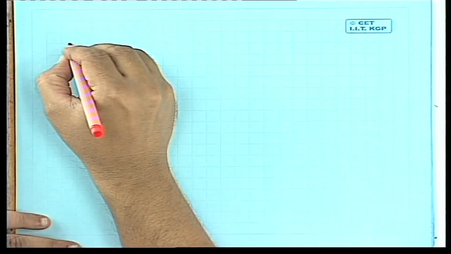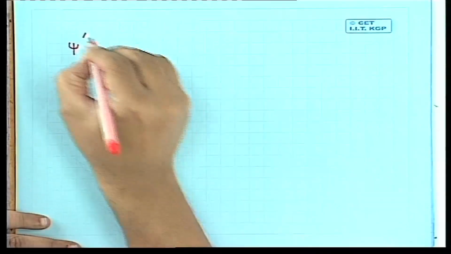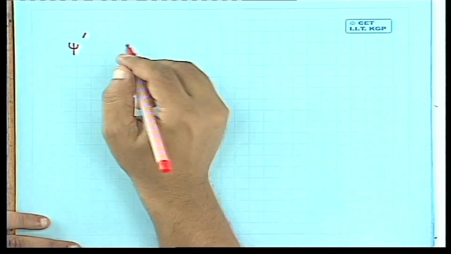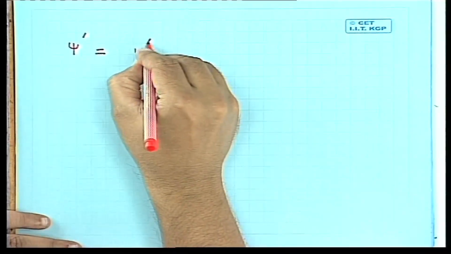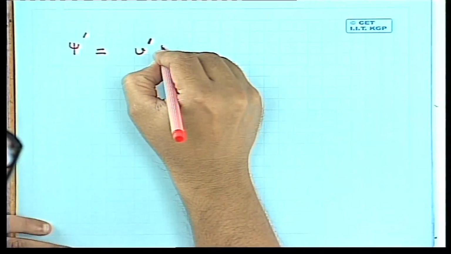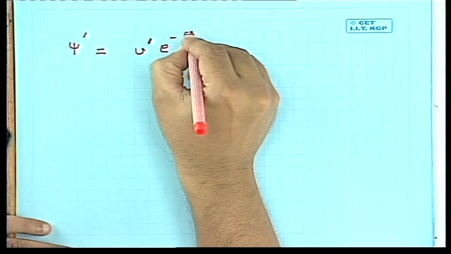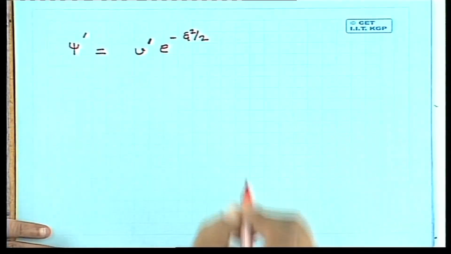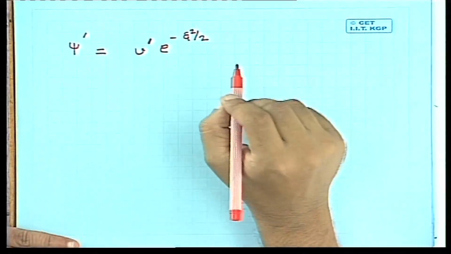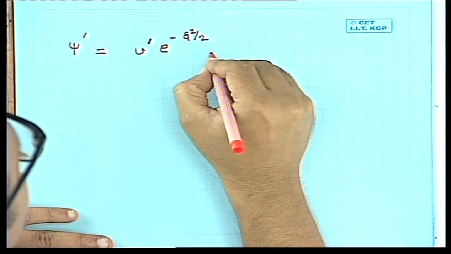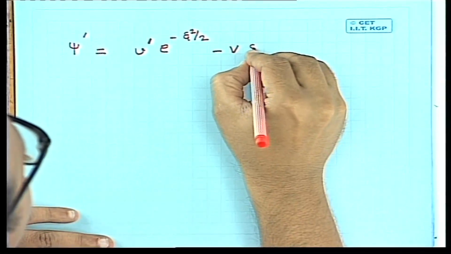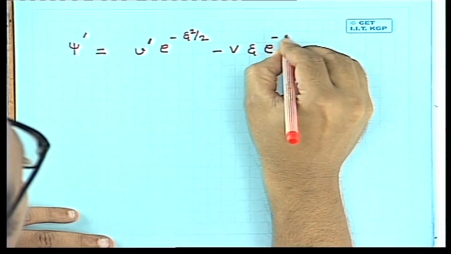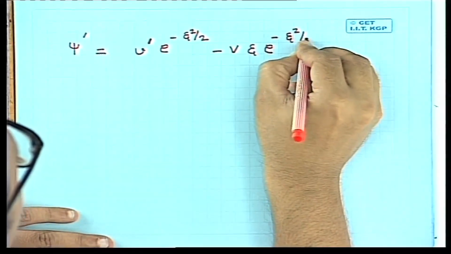So we have psi dash, let us use dash to indicate the first derivative. This is equal to one term which is v dash into e to the power minus xi square by 2, and one more term which is minus v into xi into e to the power minus xi square by 2.